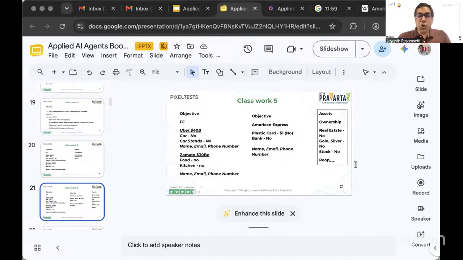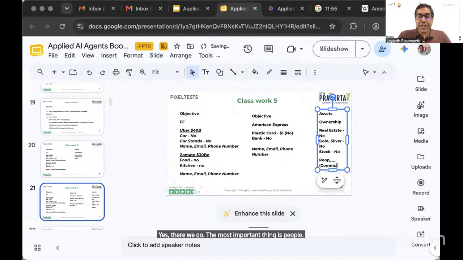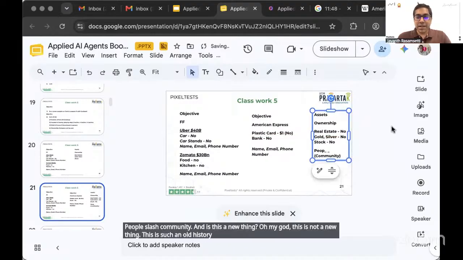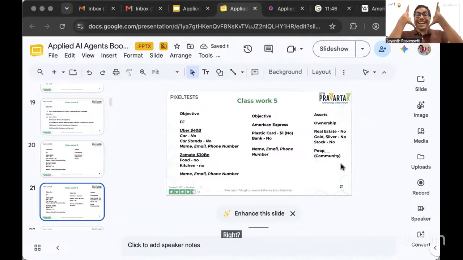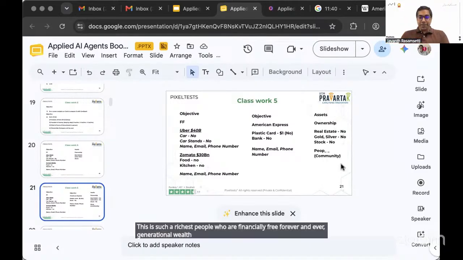Yes, there we go. The most important thing is people. People slash community. And is this a new thing? Oh my God, this is not a new thing. This is such an old history, right? The richest people who are financially free forever and ever, generational wealth, they own people, not like own a community.